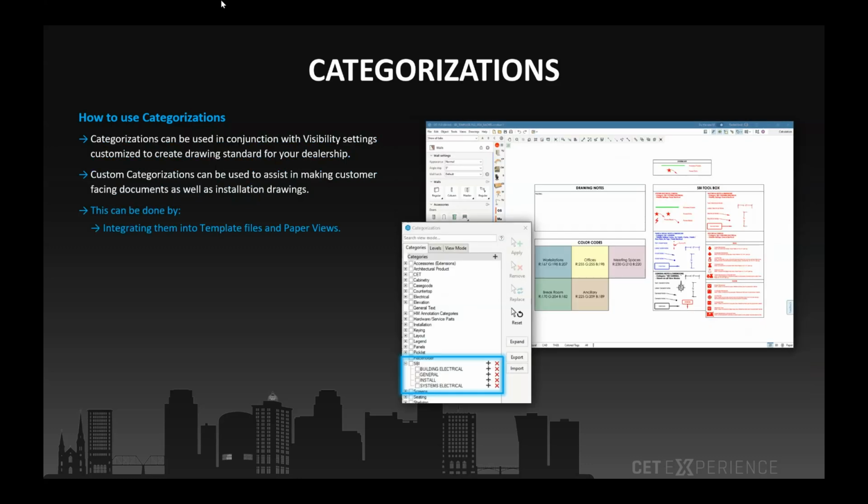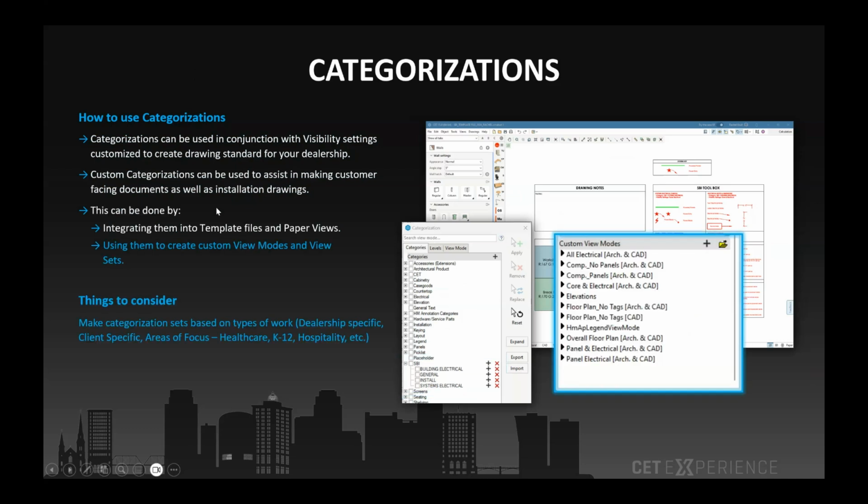So integrating them into your template files and your paper views, and using them to create custom view modes and view sets, which we're going to go over in our next section. A couple of ideas to think about: you can make categorizations that are dealer specific. The examples that I have been showing are from our toolkit, so it shows our building, electrical, general, installation, things like that that we made for us internally.